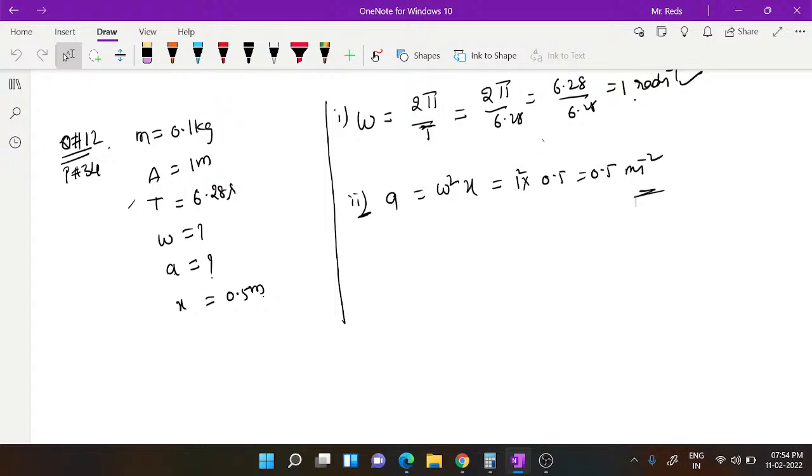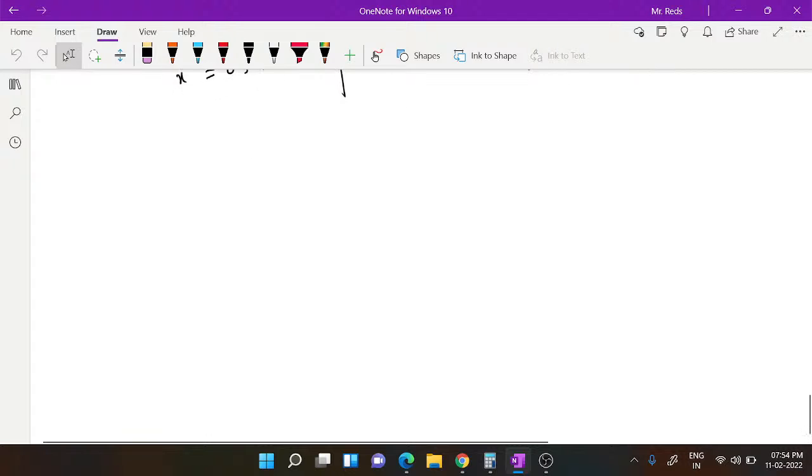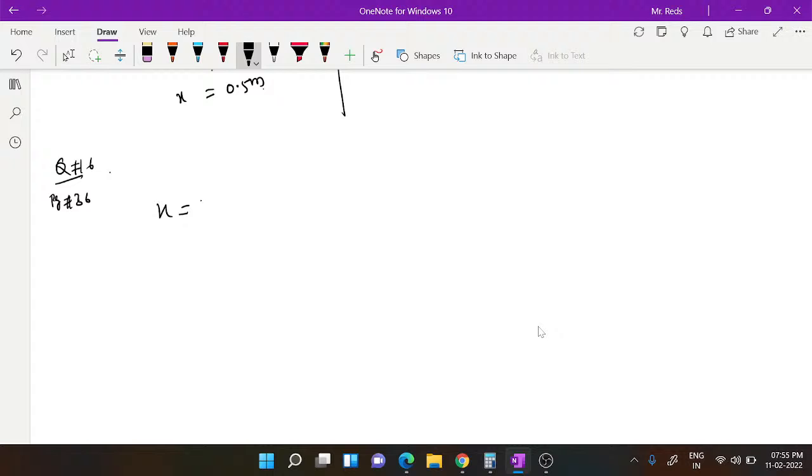This is question number 6. The question is: the particle oscillates as per the equation x is equal to 7 cos 0.5 pi t meters.